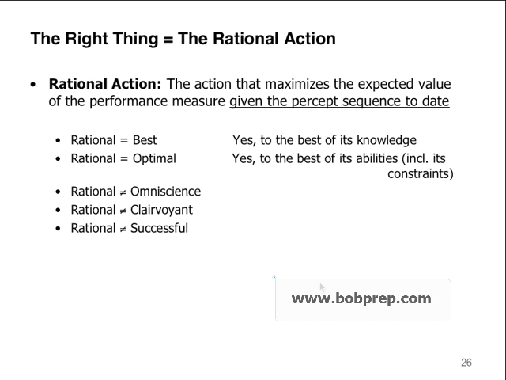So I'm going through different types of agents, by the way, because we have different types of agents that work together in terms of even the human thinking. And our problem solution is going to be a combination of many agents. So here's the right thing, the rational agent: the agent that maximizes the expected value of the performance measure given the percept sequence to date. So rational might equal best or might equal optimal. So yes, the best is of its knowledge, or best of its abilities, including any constraints.